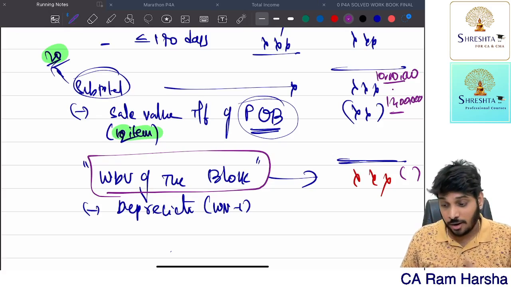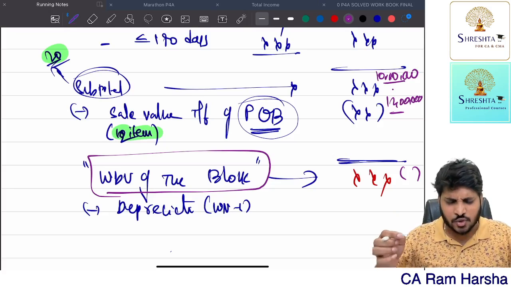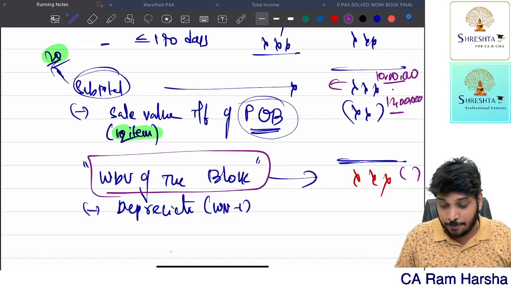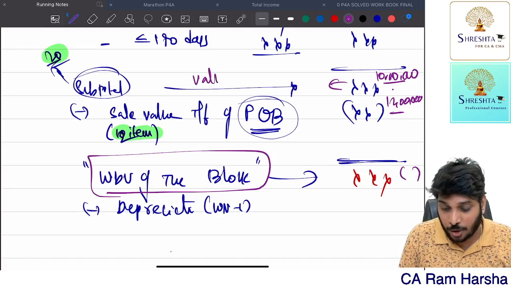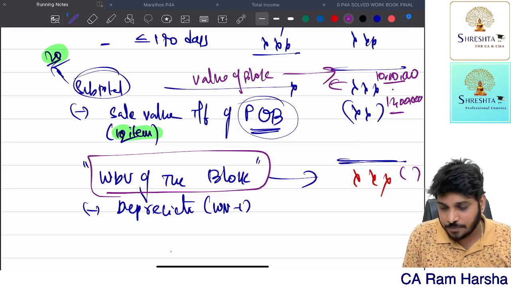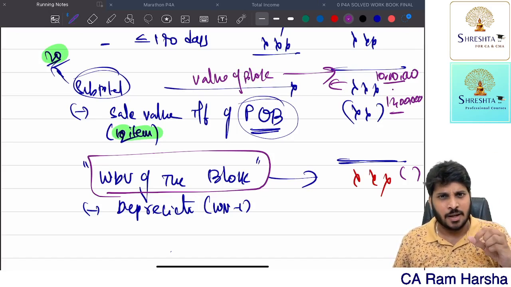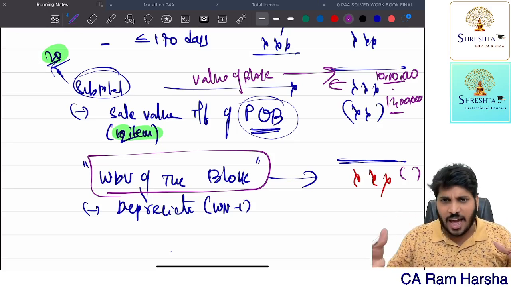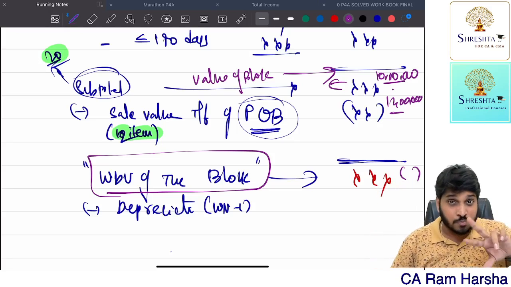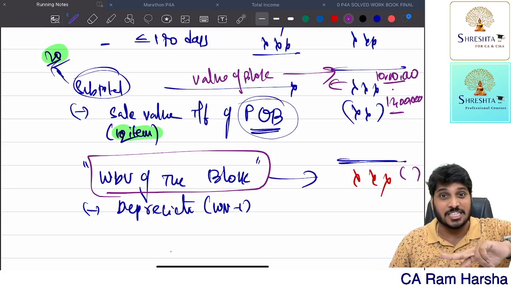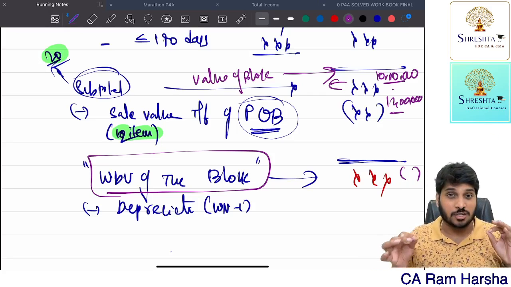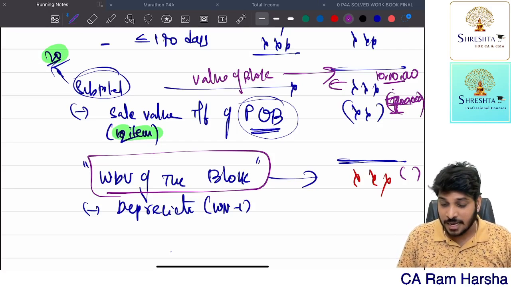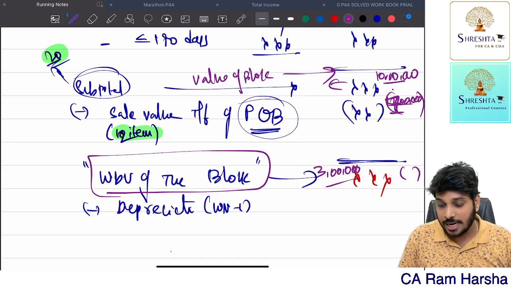Now, if you transfer part of a block or full block for a value higher than the value of the block, this is called the value of the block. Value of the block means what? Opening plus additions. From that value of the block, you sold some items. If the value of the part of a block transferred or full block is more than the value of the block, opening plus additions, the excess amount is treated as short-term capital gain. Suppose I sold it for 7 lakhs only, part of a block, which means the WDV of the block is 3 lakhs.